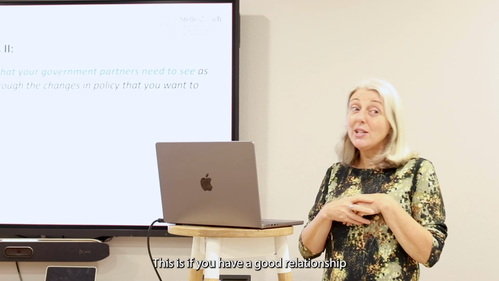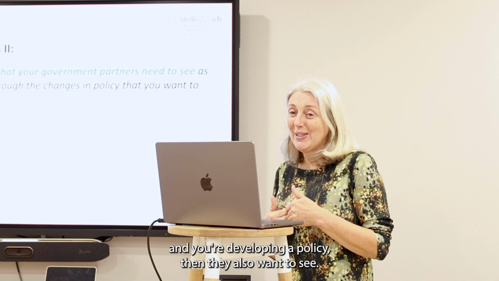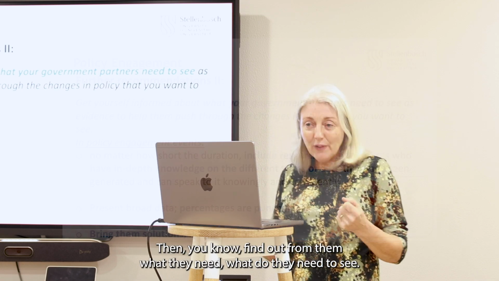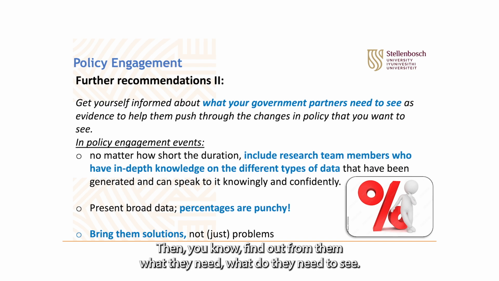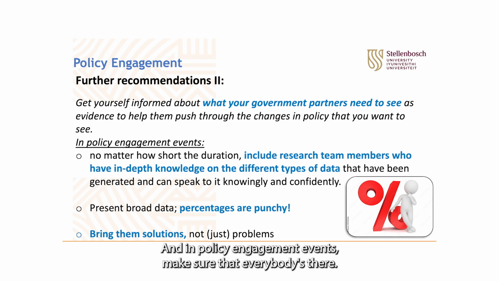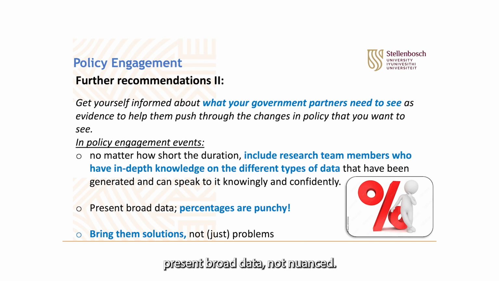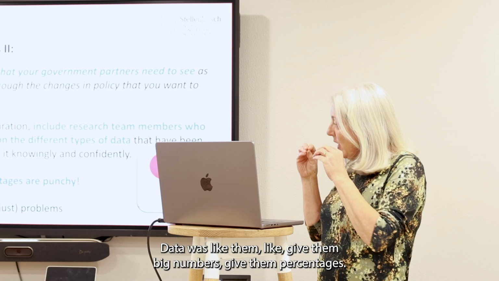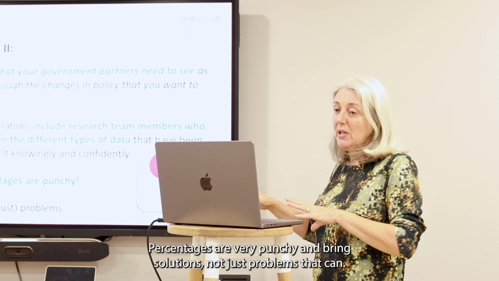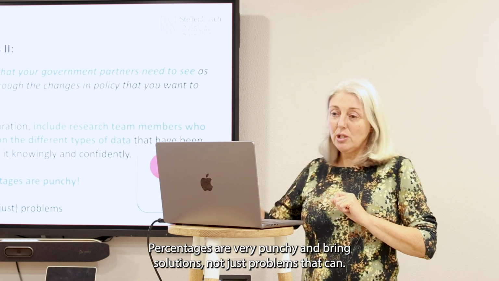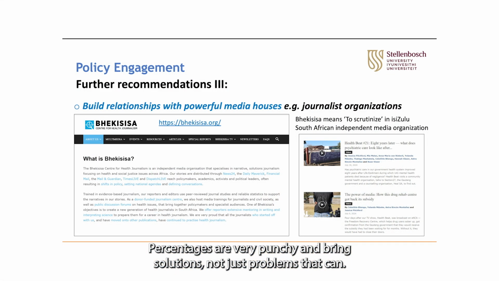If you have a good relationship and you're developing a policy that they also want to see, then find out from them what they need. What do they need to see? And in policy engagement events, make sure that everybody's there, all the research team members who have the in-depth knowledge of the different types of data that you're producing, so that if you get asked, they can speak to it knowingly and confidently. Present broad data, not nuanced data. Give them big numbers, give them percentages. Percentages are very punchy. And bring solutions, not just problems.